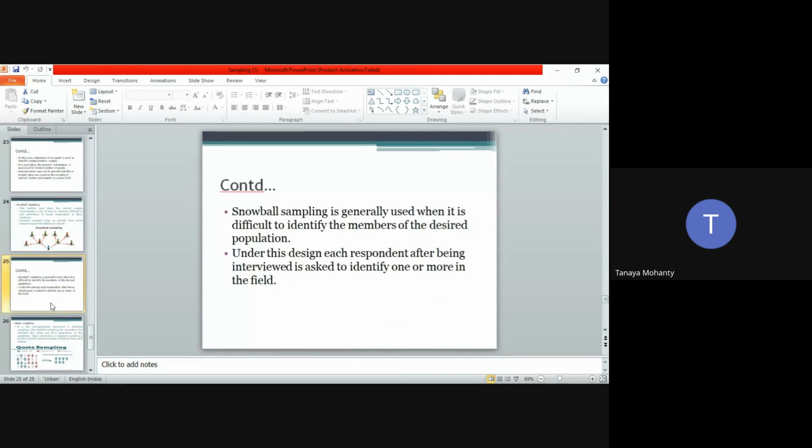Under this design, each respondent, after being interviewed, is asked to identify one or more others in the field from the desired population.